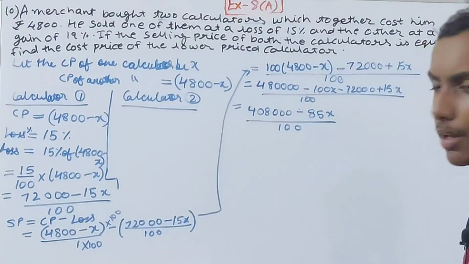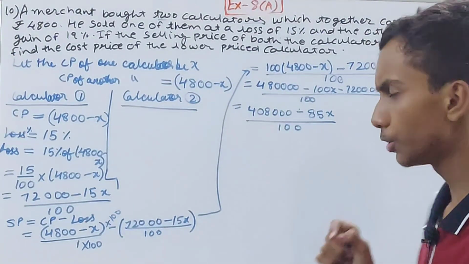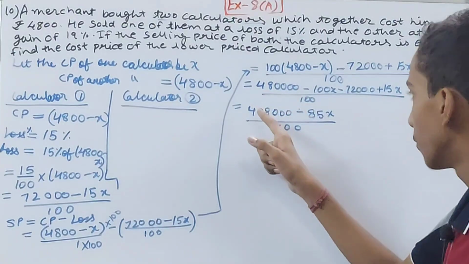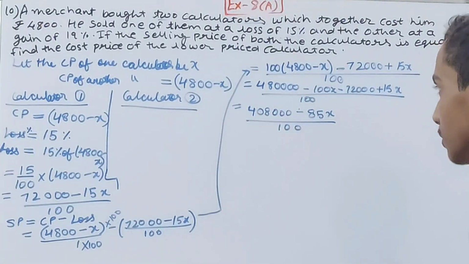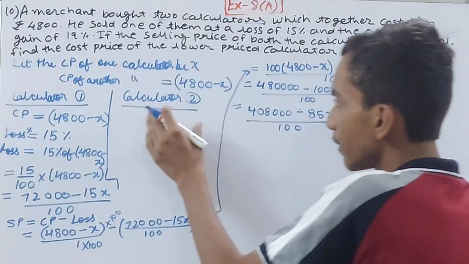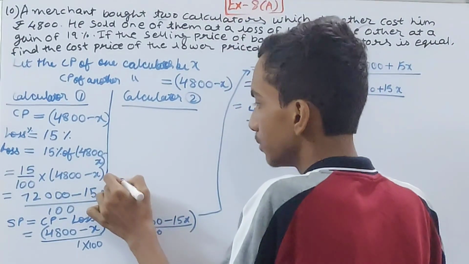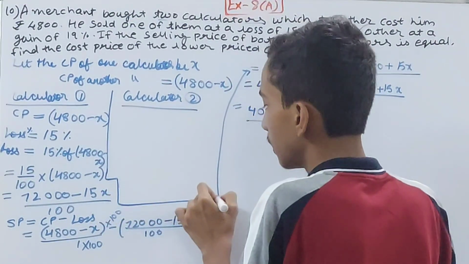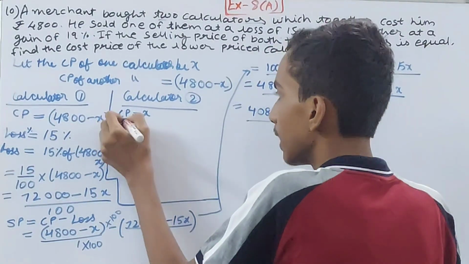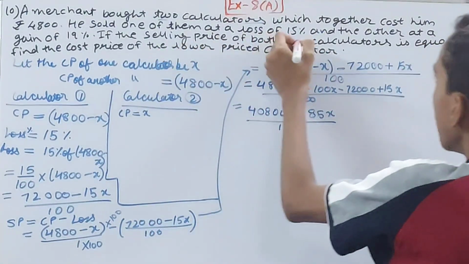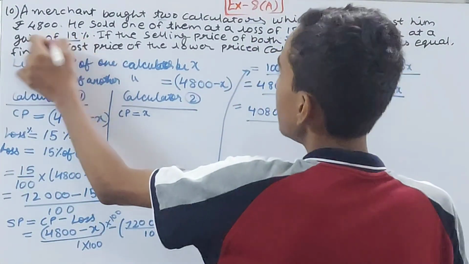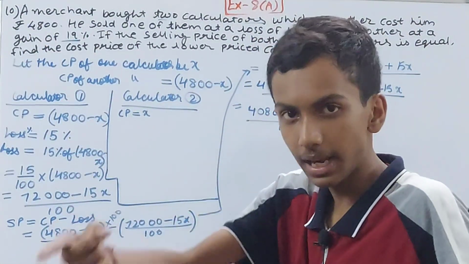So the calculation will be a little tedious, but don't worry, you should be careful with the calculation. So for 4,08,000 minus 85x by 100, right? Come to the calculator 2 part, which is left out. Here cost price is X and we have given the loss of 15% to first calculator, so the other will be sold at gain of 19%.